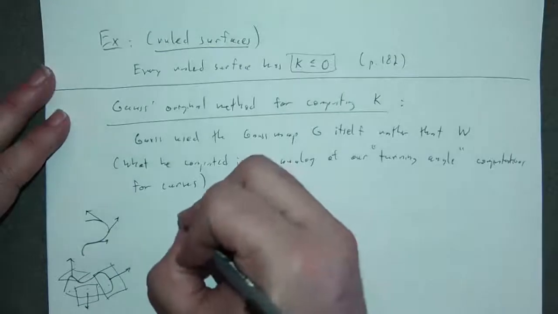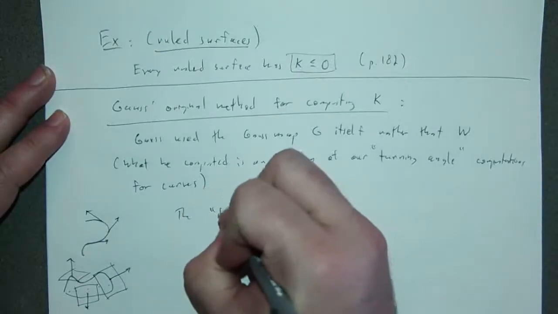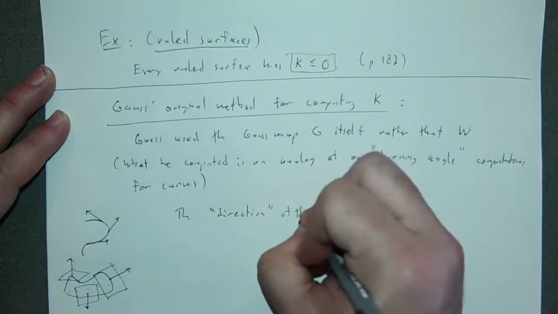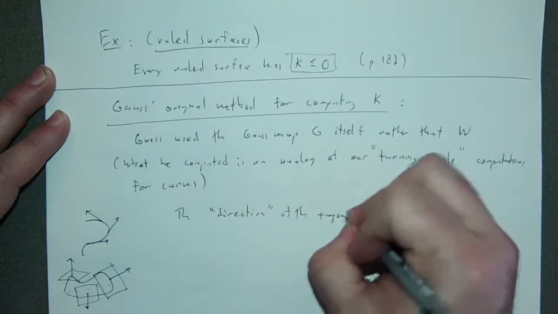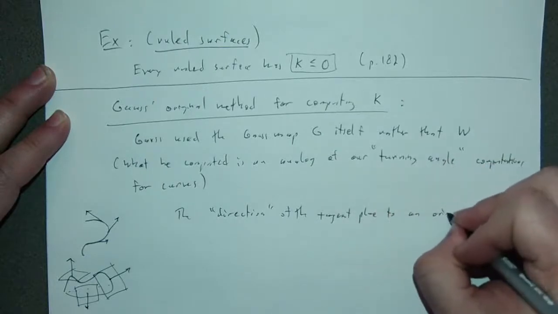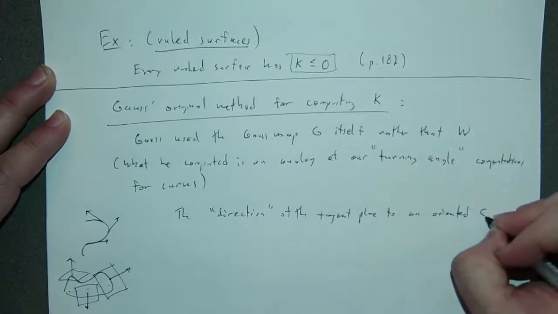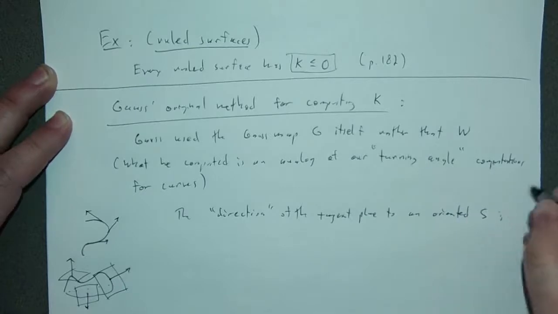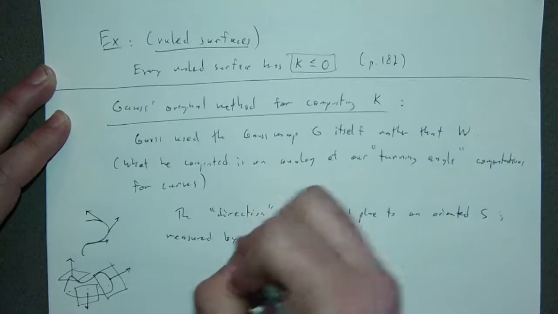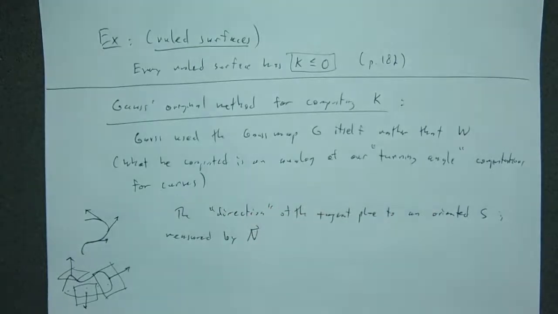So the direction of the tangent plane to an oriented surface is measured by n. Okay.